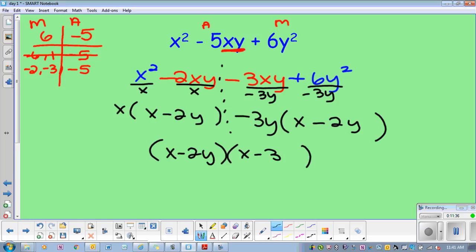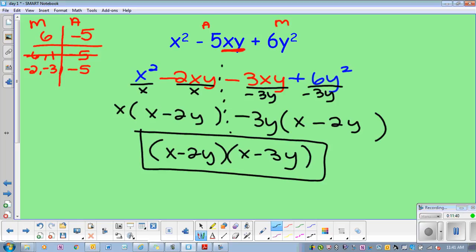x minus 3y. Because if you guys switch your numbers in the middle, that's okay. Just make sure that your parentheses match and your final answer should look like ours. It just flip-flops what was actually inside the parentheses. And then we're done. There was no GCF that was waiting, that needs to come down. We're good. I can't factor those anymore. Any questions?